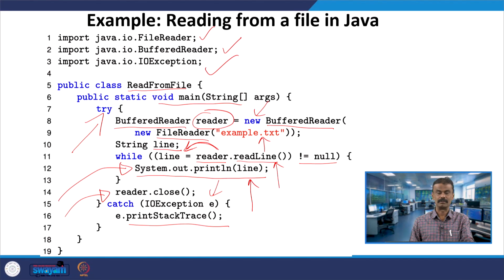Then we had seen the example. If it is not able to open, if it is not able to access the file, then an exception will be thrown and it will be caught in line number 15, and then it will invoke printStackTrace. That means it will print a stack trace saying it is not able to access the file, something like that. Now we are able to access the file and read only one line, and that line we are able to print also.